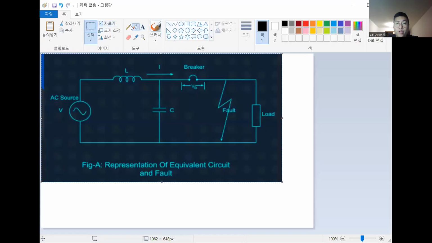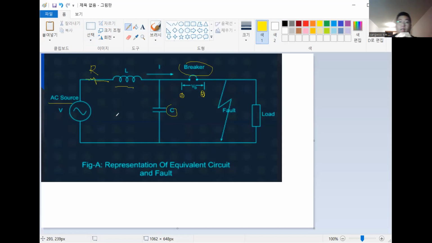So this is our general circuit, right? Here's a source, a voltage source, an AC source. And as I said, here is L, and there should be R, just the resistance in the circuit. And C here. And then this is a breaker, CB, we say. I will say this is point A, this is point B, okay?